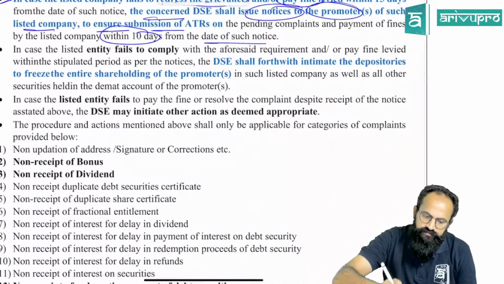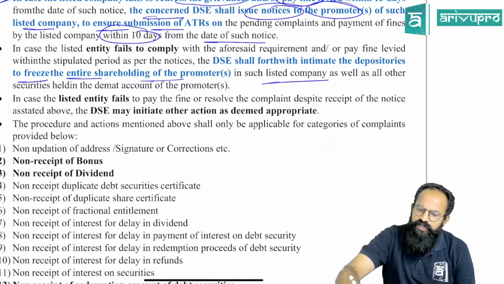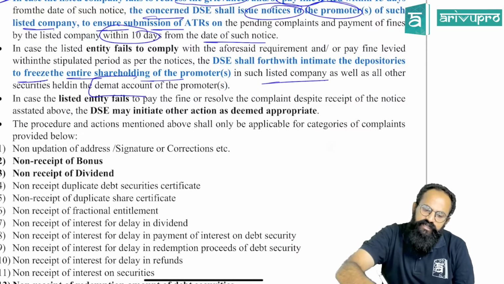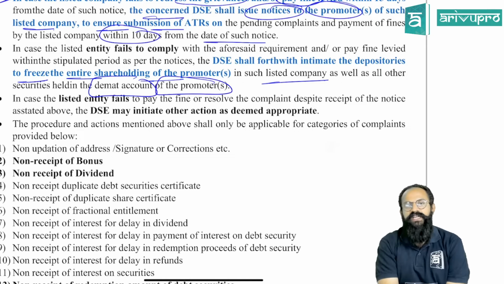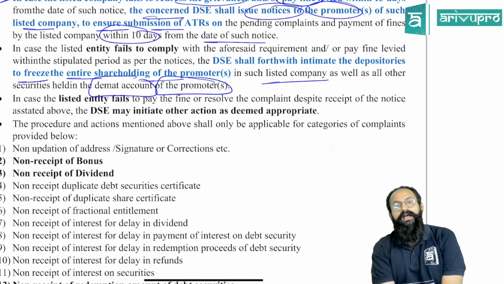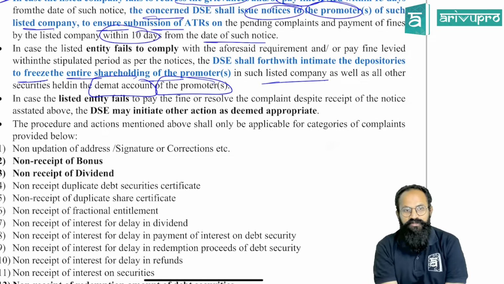See here. To freeze the entire shareholding of the promoter in such listed company as well as other securities held in the demat account of the promoter. What am I going to freeze? The entire shareholding of the promoter in such listed company as well as other securities held in the demat account of the promoter. So everything will be frozen.